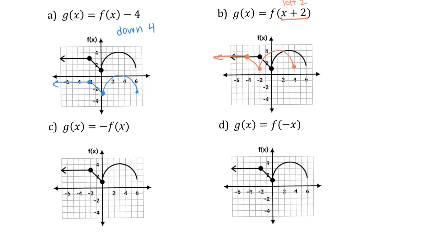Okay, now let's look at C. What's the difference? It has a negative in the front. If it's in the front, it's changing the y values. The y values are going from positive to negative. So that's going to reflect over the x-axis.